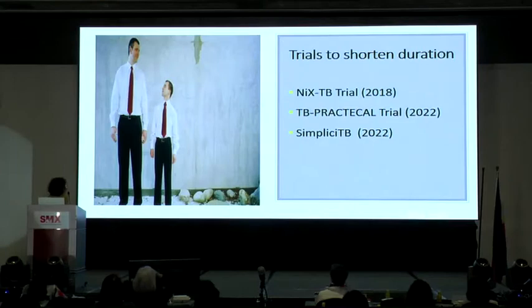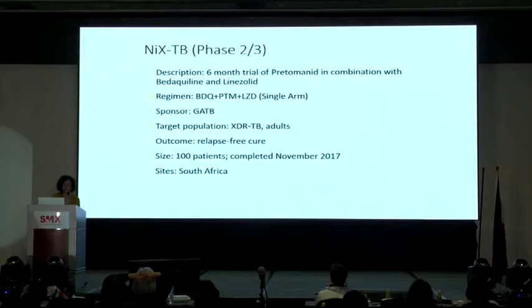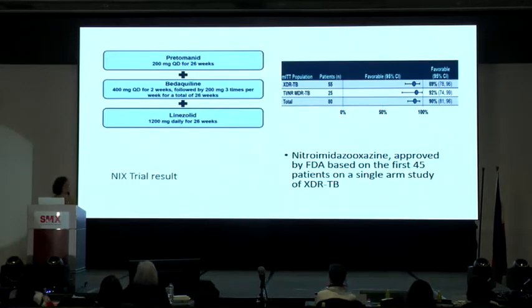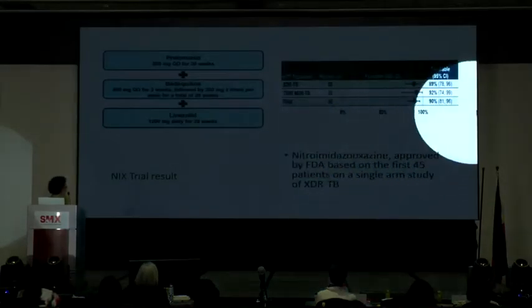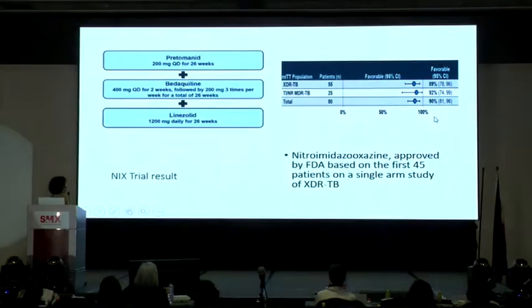So the other trials are the treatment shortening trials. The Nix-TB is actually the trial that was used for the approval of pretomanid. It's a bedaquiline, pretomanid, linezolid regimen where they've shown an 89% conversion amongst patients. They've enrolled only XDR TB patients, an 89% conversion. And this was approved based on a 45 patient result.